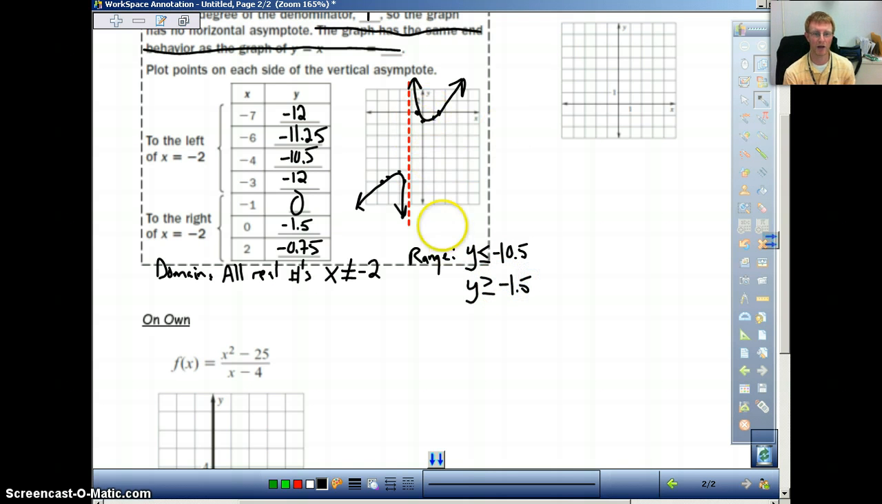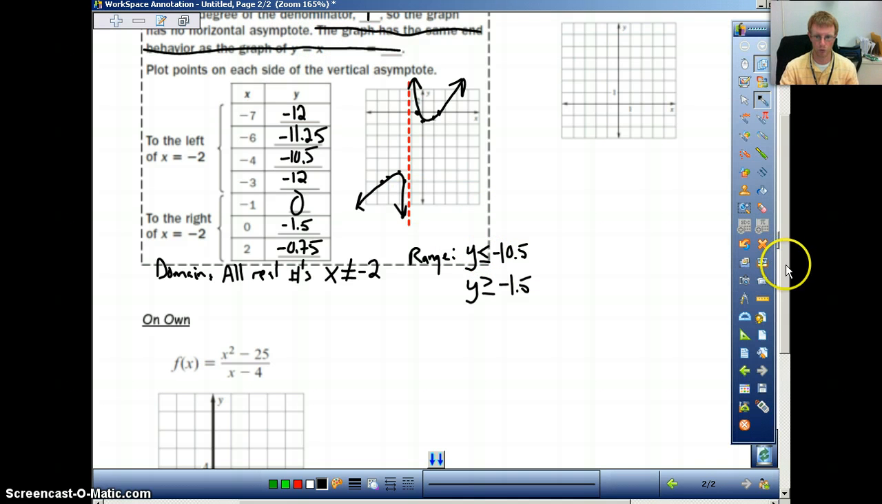-1.5. Again, the range is representing what y values are represented on the graph. So this goes from -1.5 all the way up, so y is greater than or equal to -1.5. And then this is -10.5 all the way down, so y is less than or equal to -10.5. Okay? So hopefully that makes sense.